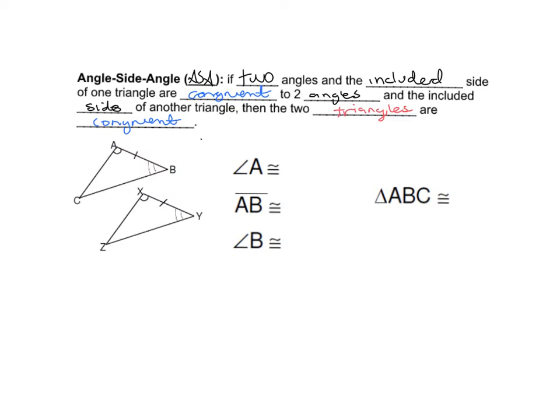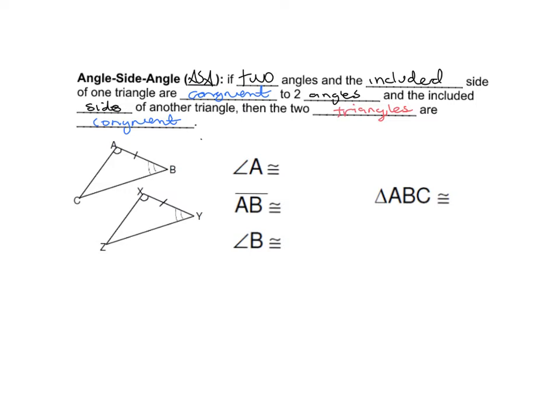So angle side angle is when, if two angles and the included side of one triangle are congruent to two angles and the included side of another triangle, then the two triangles are congruent. So we've already talked about this term before, included, okay? We've talked about an included angle. So an included side is essentially the exact same thing. The only difference is it's a side instead of an angle, okay? So basically this side, if you notice in the letters ASA, the side has to be in between the two angles in order for this to work.